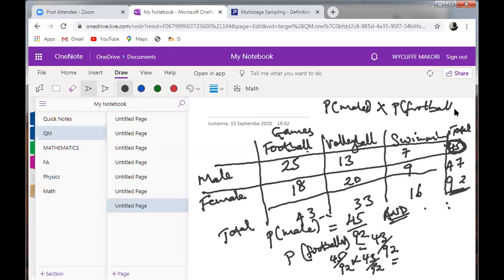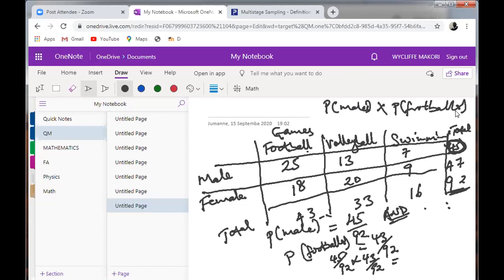I see your argument. But if the question was asking the probability of picking a male footballer, and maybe something else, we could have used 25. But this question is saying probability of male and footballer. Are you getting the difference there, Glory? Yes, I've got you. Thank you. The question was male and a footballer, but not a male footballer. If it was a male footballer, then we could have concentrated on the 25 out of 92. But because it is a male and a footballer, it is the probability of male times the probability of a footballer. And then you get it like that.